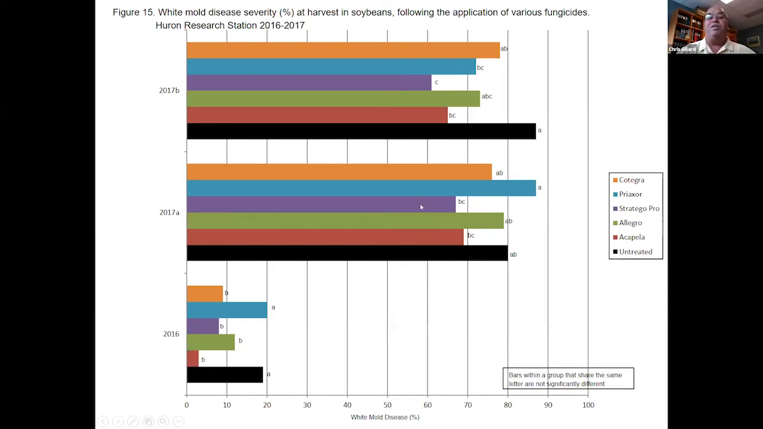You move to 2017, and it's really Stratego Pro and Acapella that stand out as having dramatic drops in disease compared to the untreated. Disappointed with products like Allegro that work so well in dry beans, but don't seem to have the activity in soybeans that they do in dry beans. Preaxor will work some of the time. Cotegra, again, seems to work some of the time, but not as consistent as some other products.